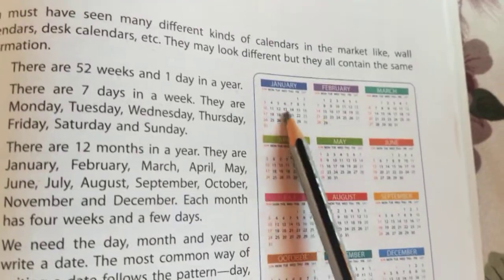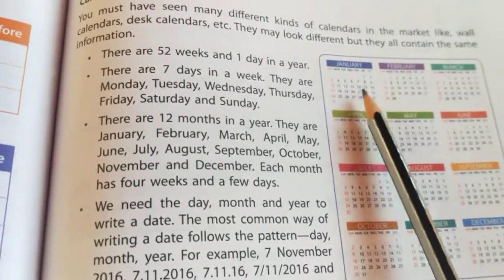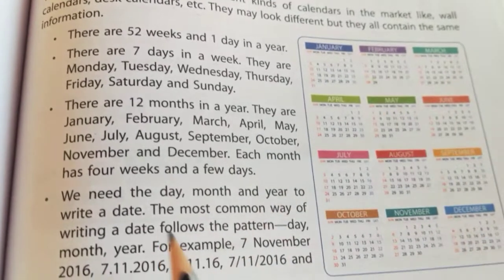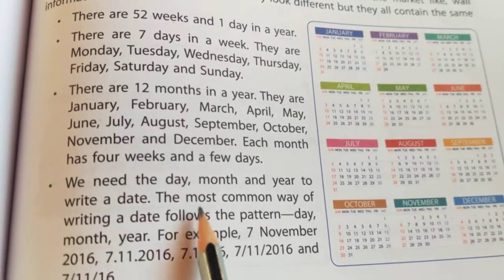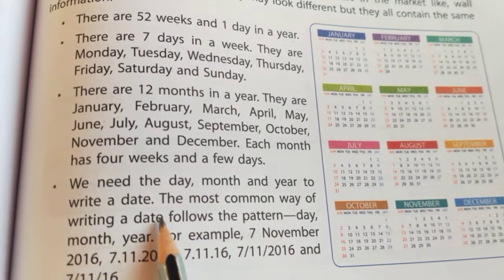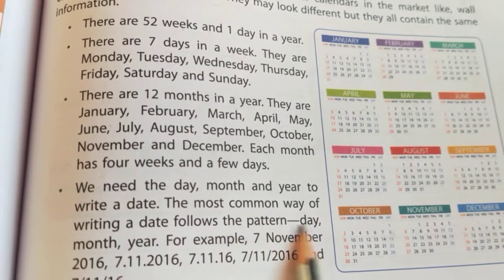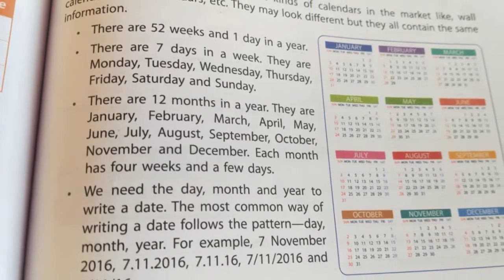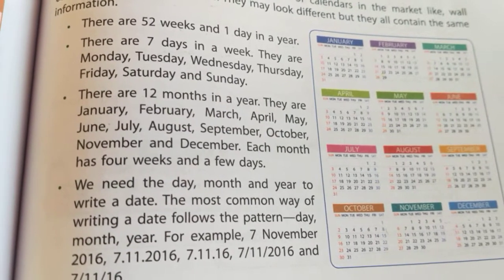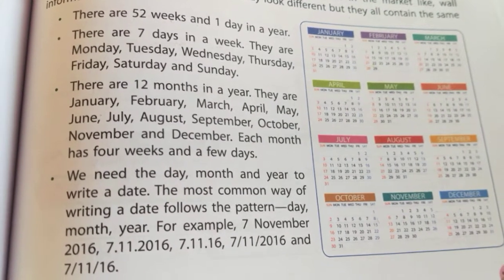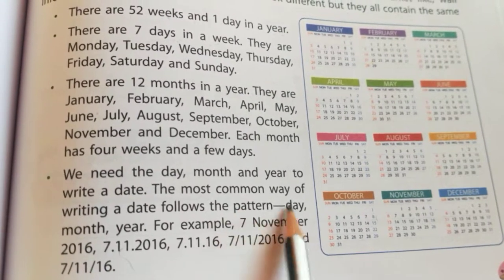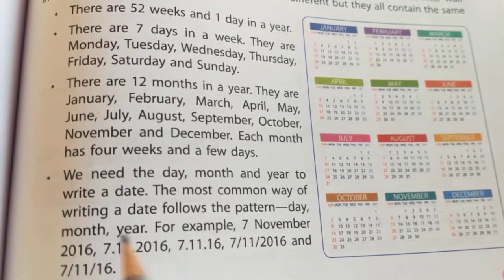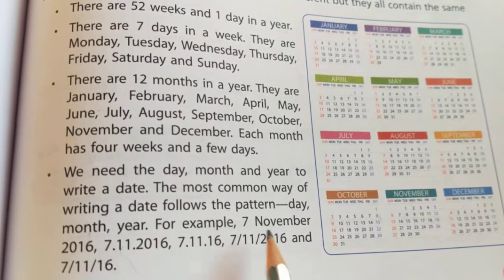Okay, so each month always has 4 weeks and a few more days. We need the day, month and year to write a date. The most common way to write a date follows the pattern day, month and year. When you are writing your classwork or homework, you first write your day, your month, and after that the year.